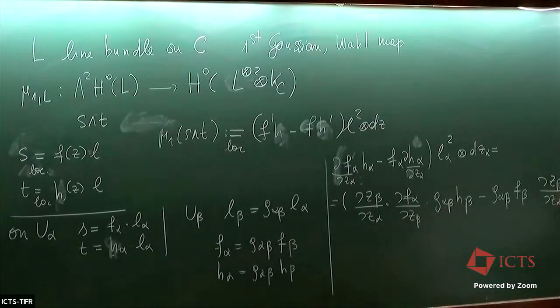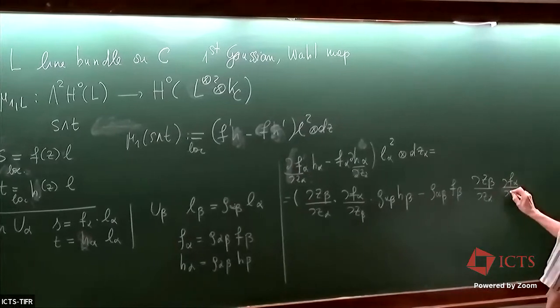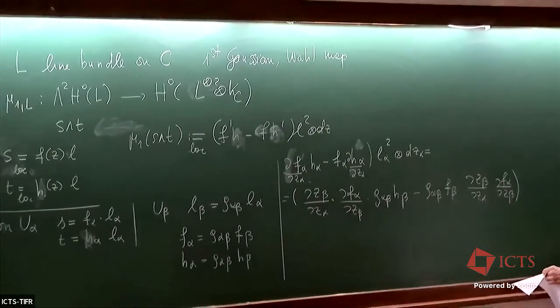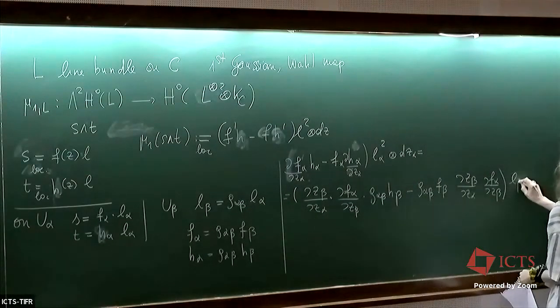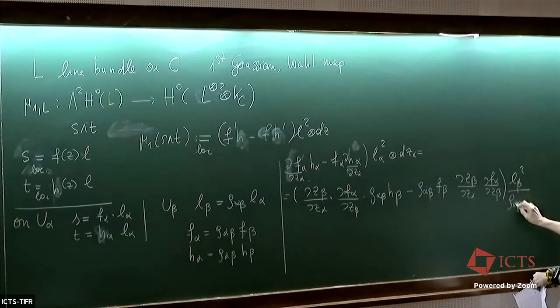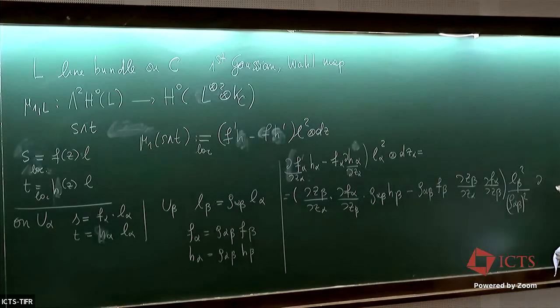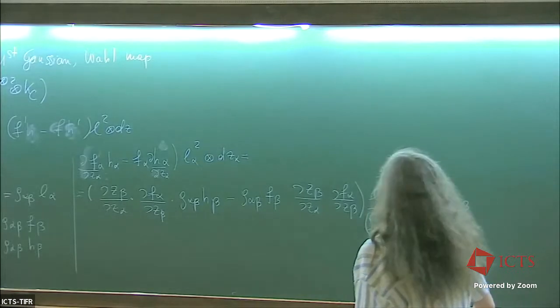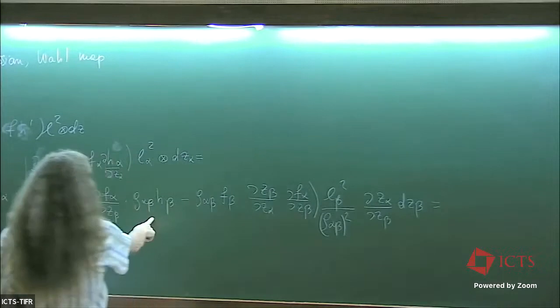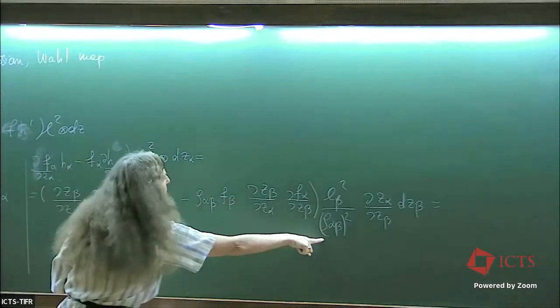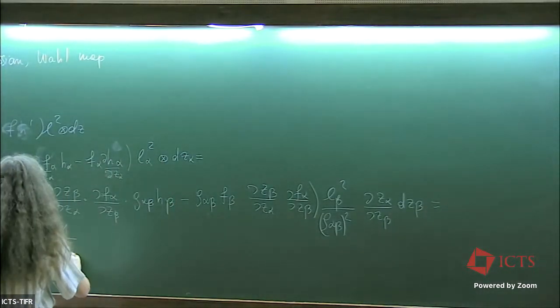Okay, and then L alpha squared is L beta squared divided by G alpha beta squared. And then we have... okay, so now it should not be so difficult to conclude, because here we have G alpha beta, so this is 1 over G alpha beta.